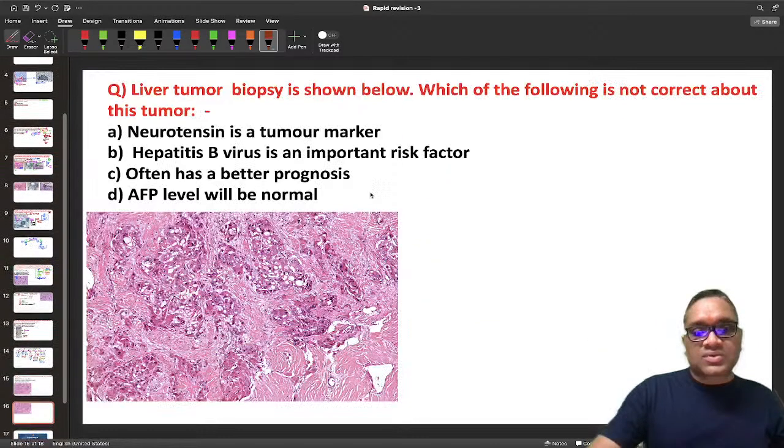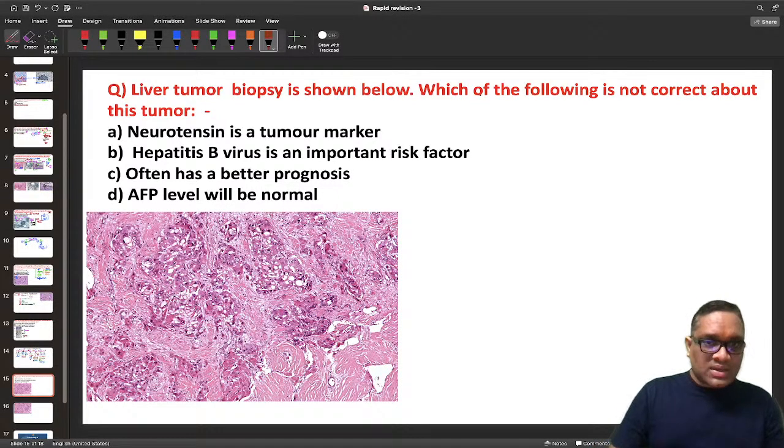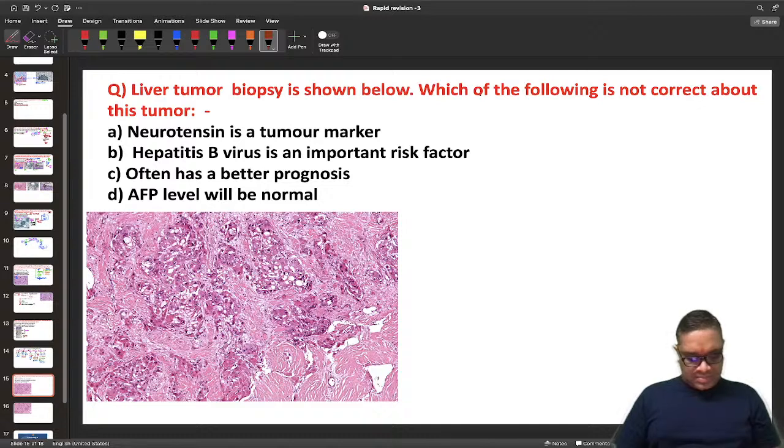Now coming to the last question, this is the last question, right? Liver tumor biopsy is shown below. Which of the following is not correct about this tumor?